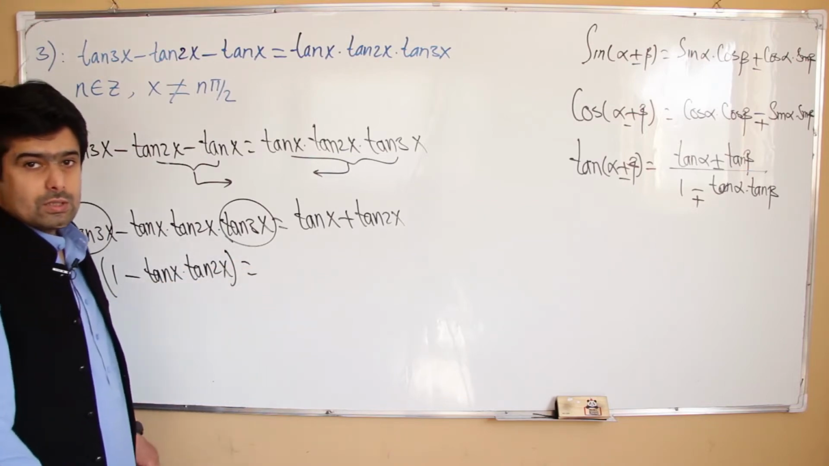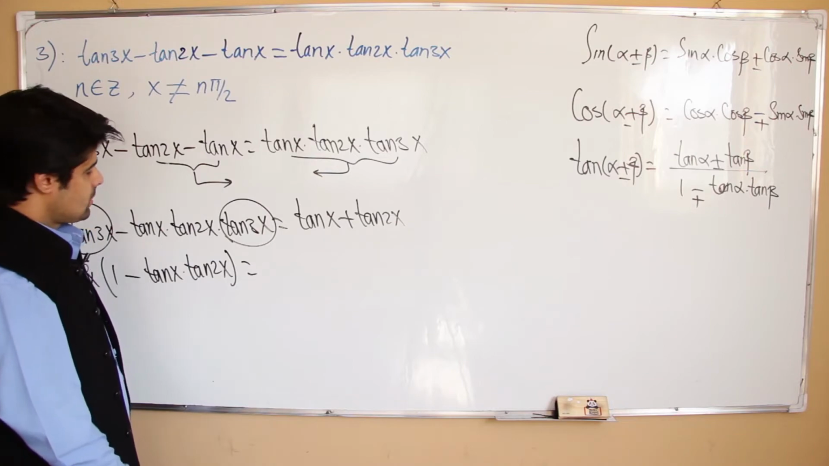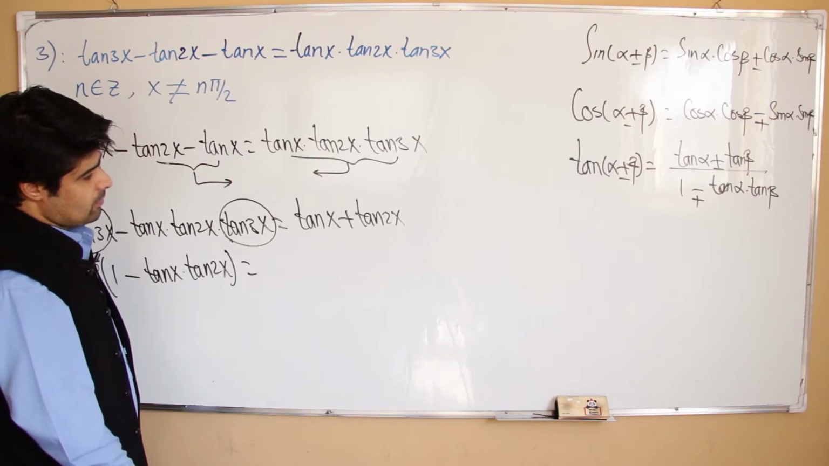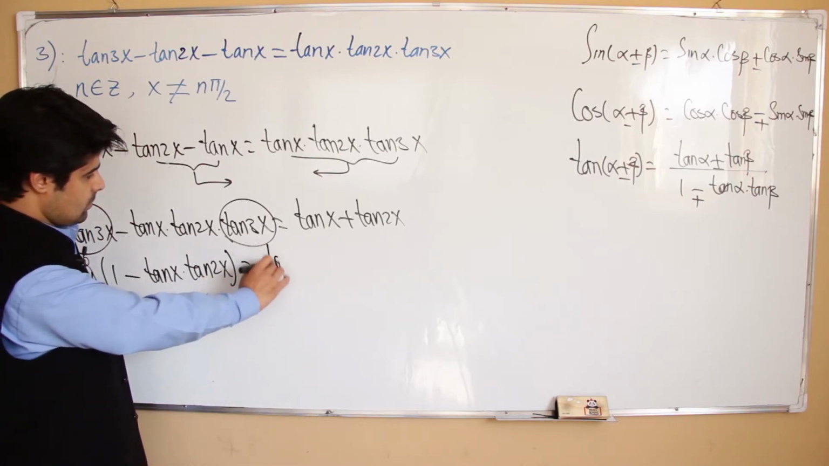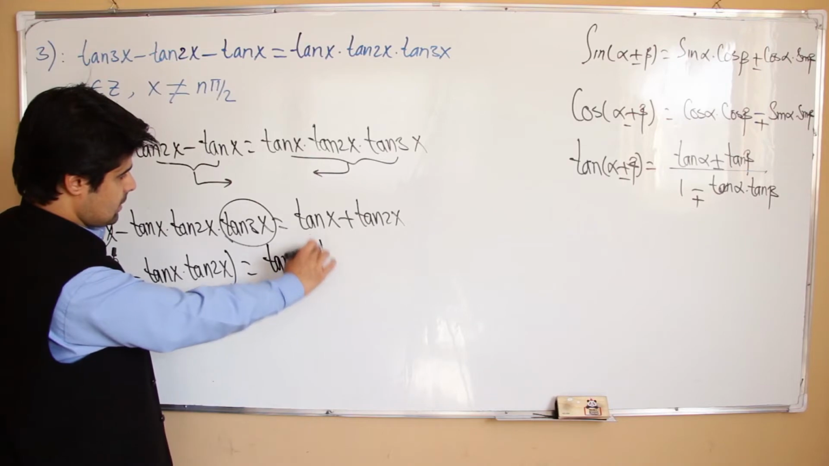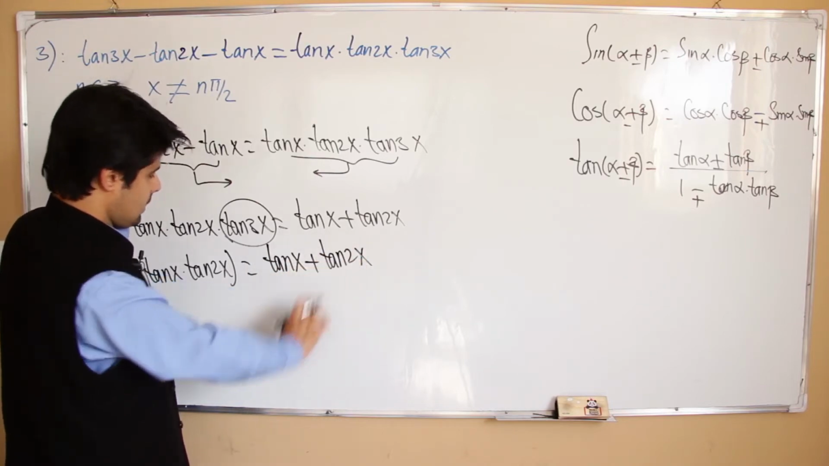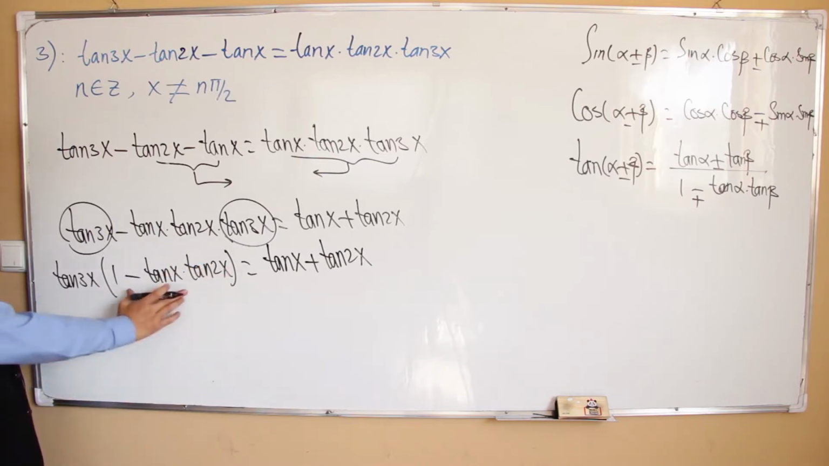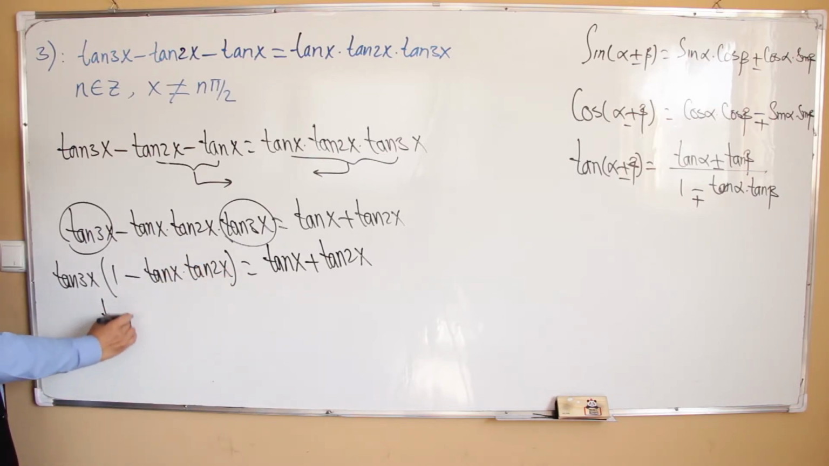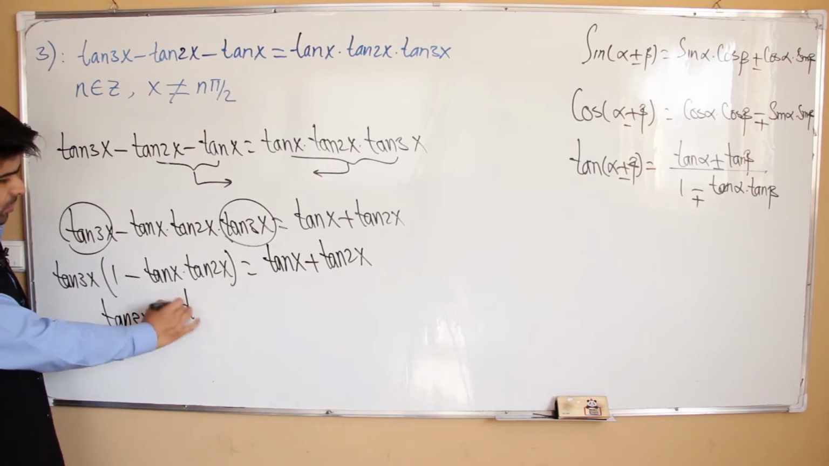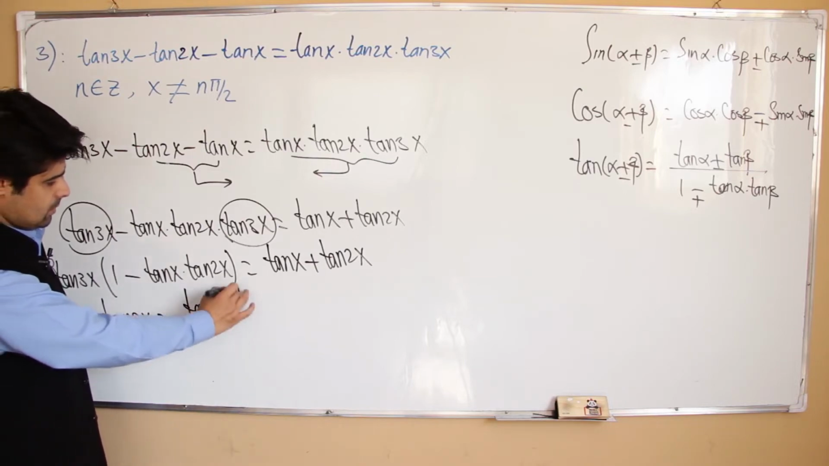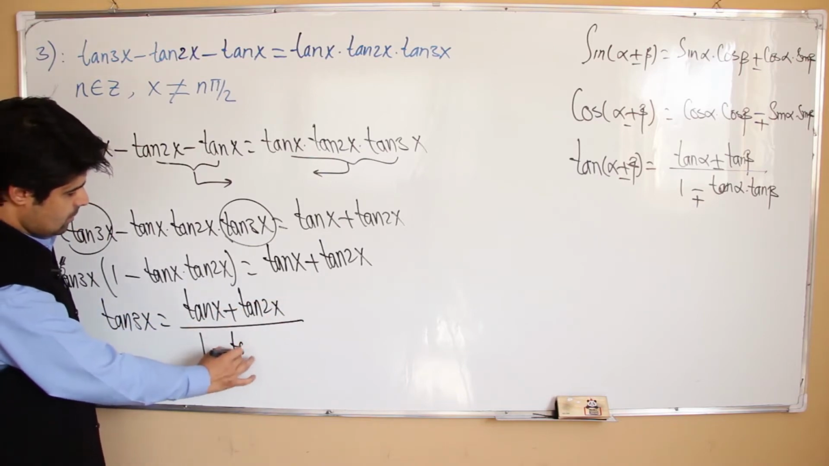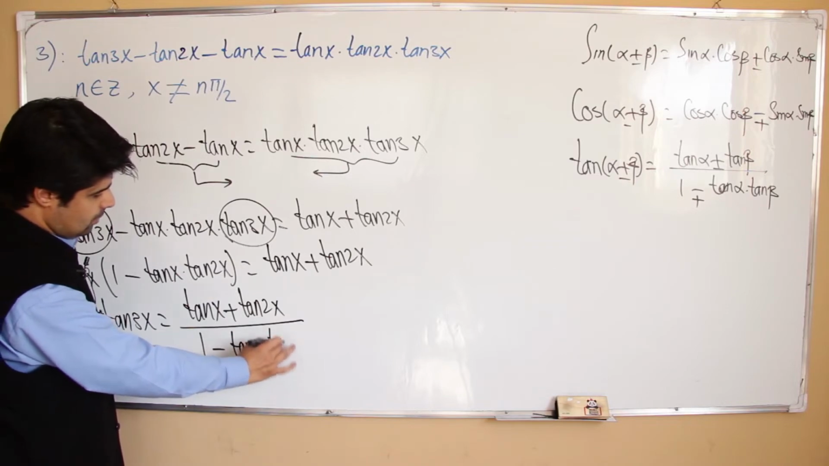Am I right? Yes or no? Yes, it's completely right. Now in here, what do we have? Tangent x plus tangent 2x. Now, I will divide both sides by this one. So, tangent 3x is equal to tangent x plus tangent 2x divided by 1 minus tangent x times tangent 2x.